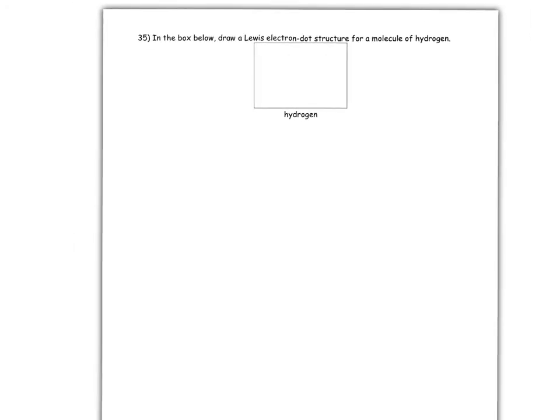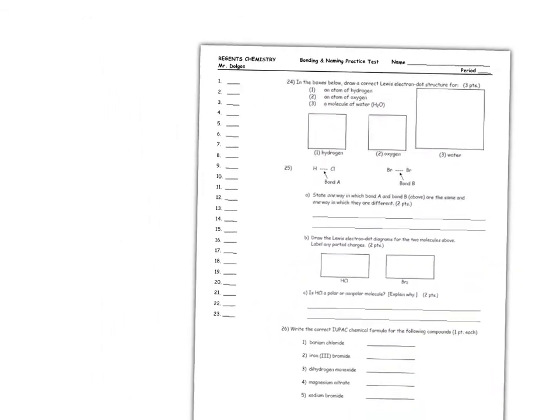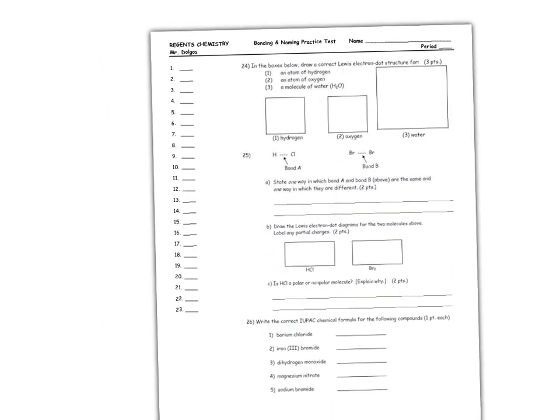So in the box below, draw a Lewis electron dot structure of a molecule of hydrogen. You should be able to draw that molecule out pretty easily. Okay, so now we have all the answers. Well, here's a set of questions, and this would be the kind of thing you would have.